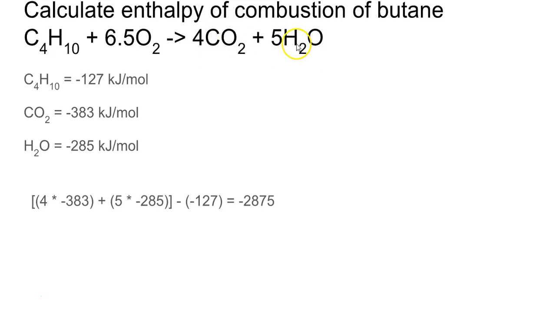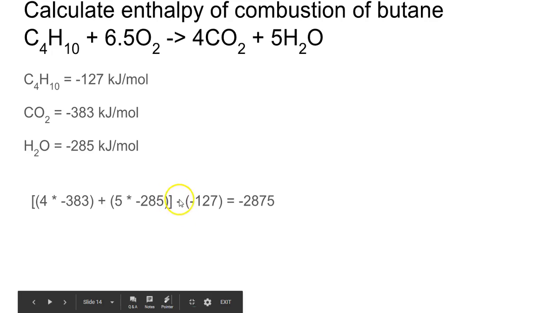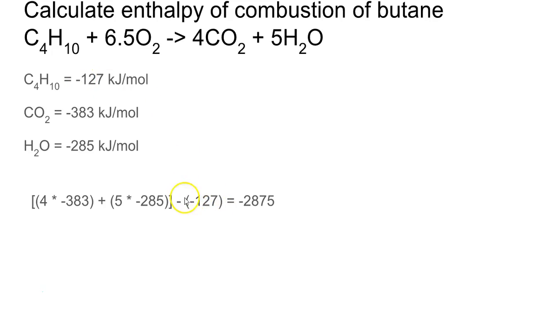My products are carbon dioxide and water, so I'm going to take the coefficient 4 times the enthalpy of formation, because it's kilojoules per mole, so it's 383 times 4, and I'm going to add it with 5 times the 285 for water. Those are my products, and I'm going to subtract the reactants, C4H10, minus 127. So you might think that we didn't give you the enthalpy of formation for oxygen, but if you remember, elements, just carbon, oxygen, have an enthalpy of formation of 0, so we did not include it in here. And so when we do this algebra, we get 2875.